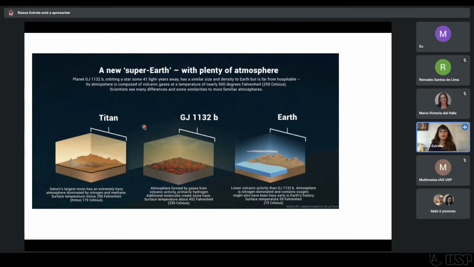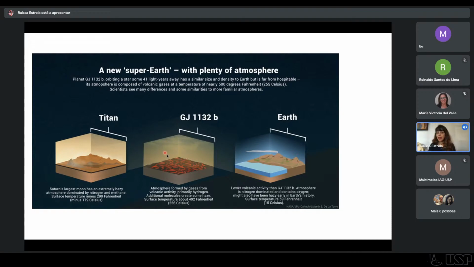So if we look into these nice pictures of the configuration of the surface and atmosphere of J1132 and compare with our planet Earth, we see how different this planet is from our planet. Although they have similar mass and size, these planets are so different. So J1132, as we see, is a planet that's very warm. It has 256 Celsius, and we believe that it has this magma ocean with hydrogen trapped and a lot of volcanic activity going on that's releasing hydrogen back to the atmosphere.